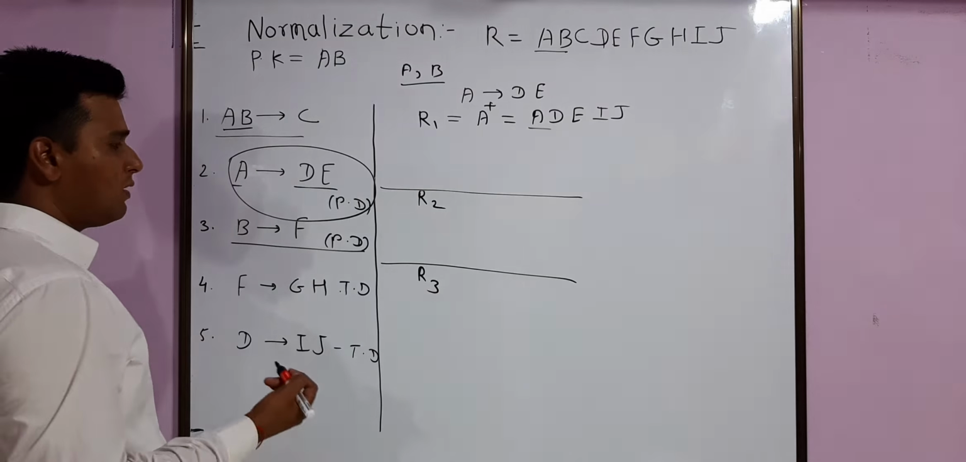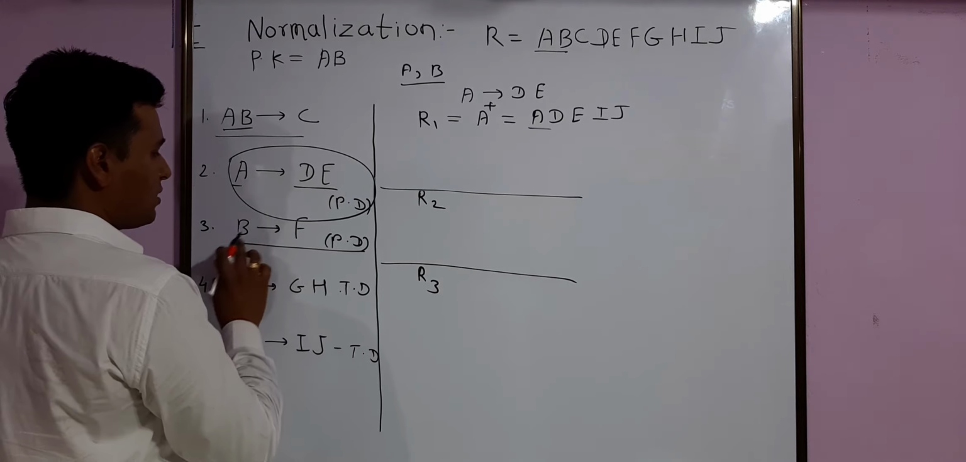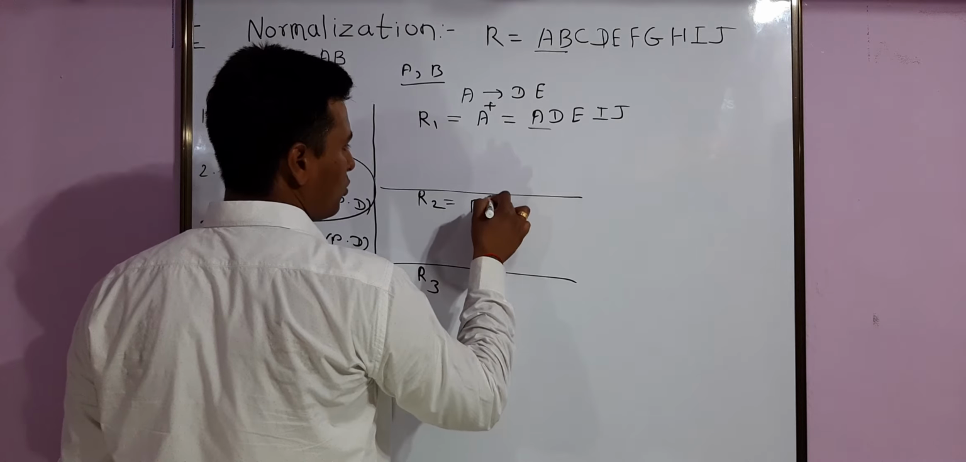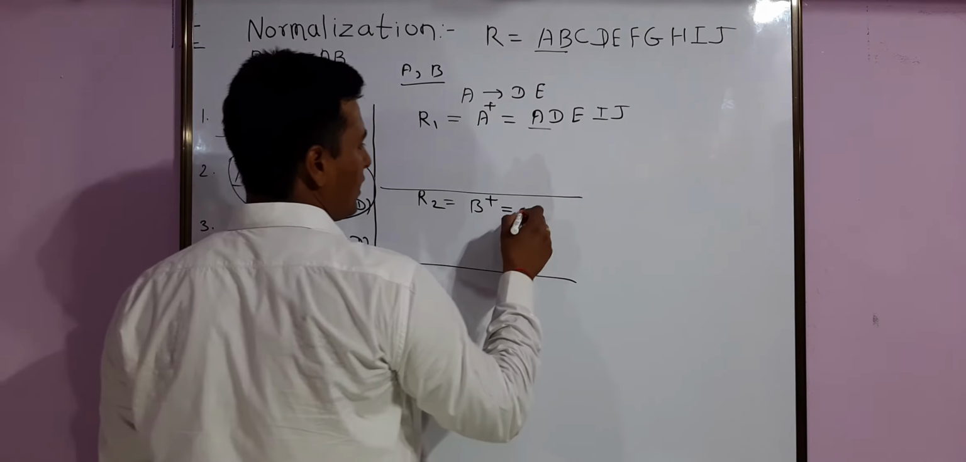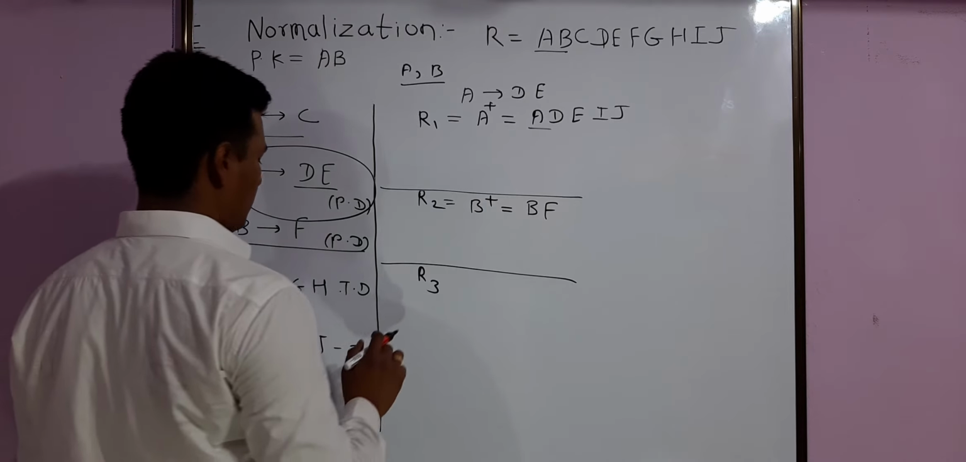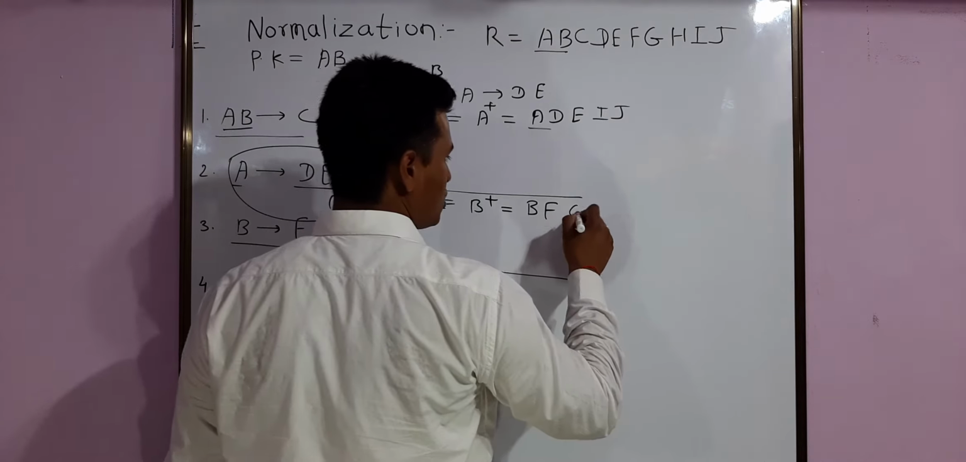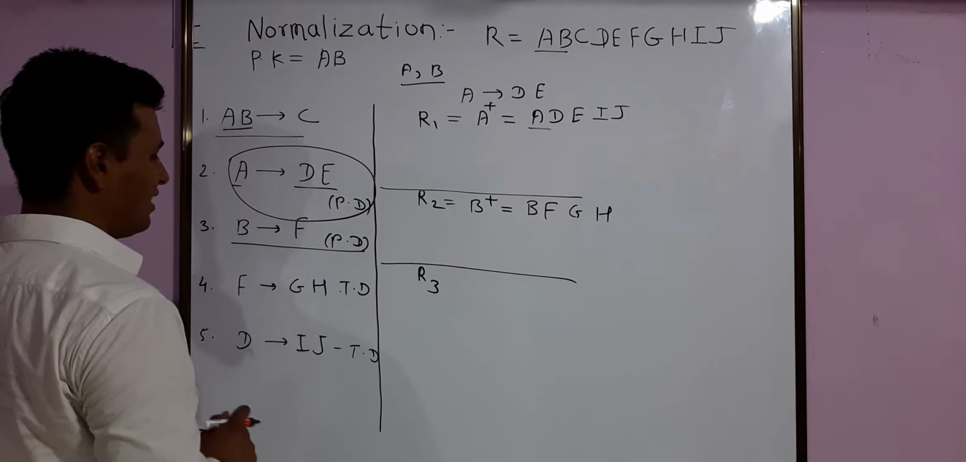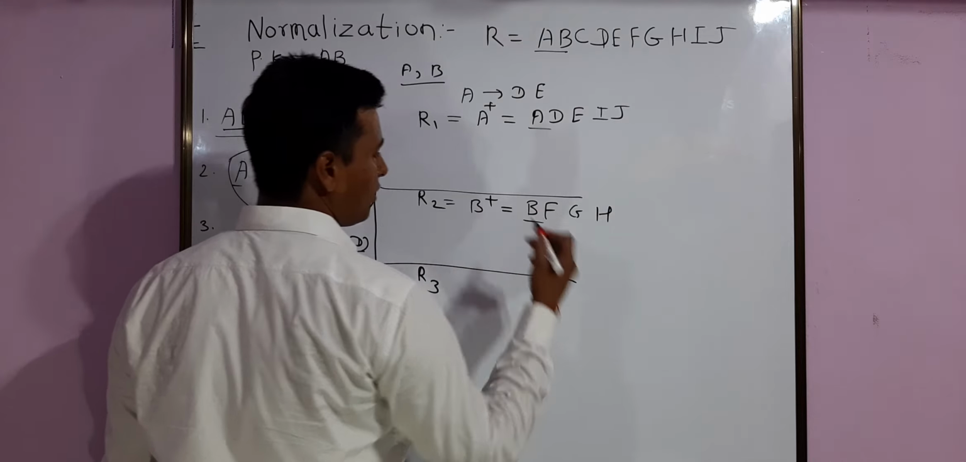Now we will move towards R2, the second relation, which is violating B determines F. So R2 is equal to, I will calculate B closure, I will write here B, F, and F determines GH, so I will write here GH. I will not have any more because no G and H on the left hand side. So here the key will be B by default.